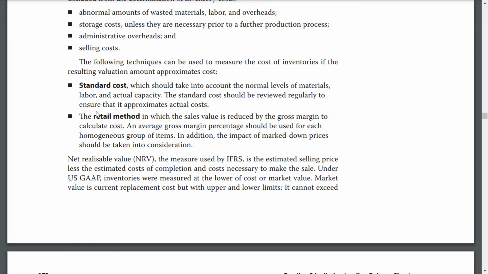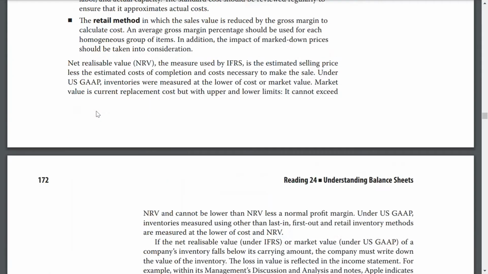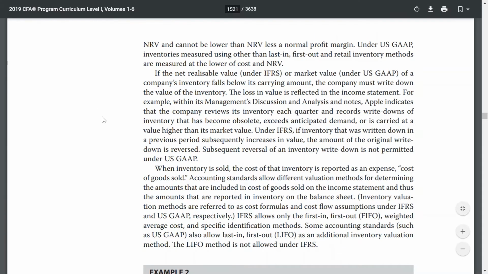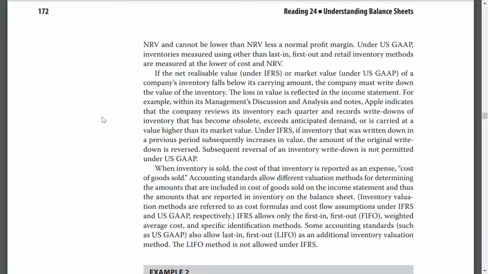Under US GAAP, inventories are measured at the lower of cost or market value. Market value is current replacement cost, but with upper and lower limits: it cannot exceed NRV and cannot be lower than NRV less a normal profit margin. Under US GAAP, inventories can be measured using last in, first out, and first in, first out, or the retail inventory method.